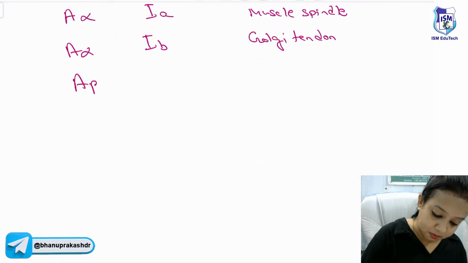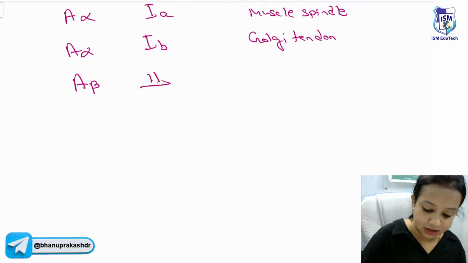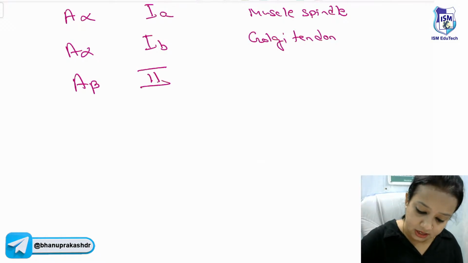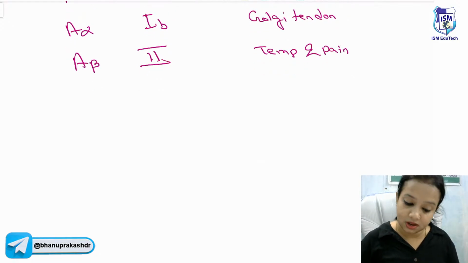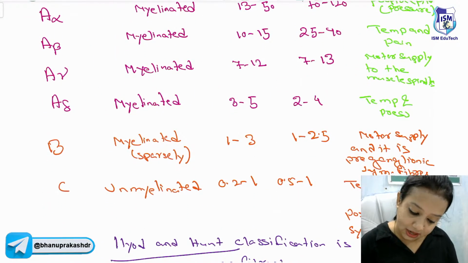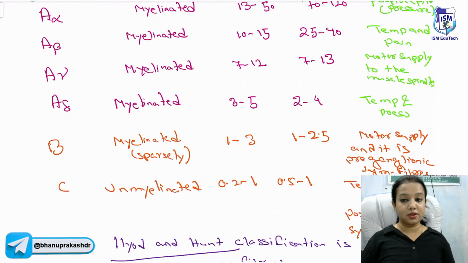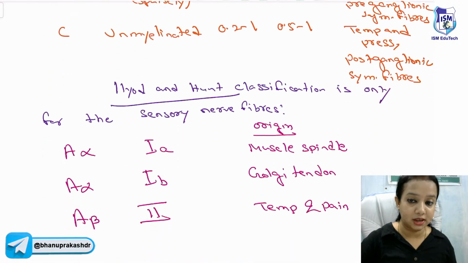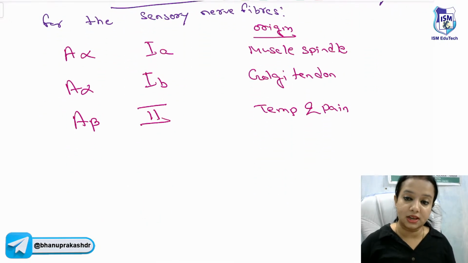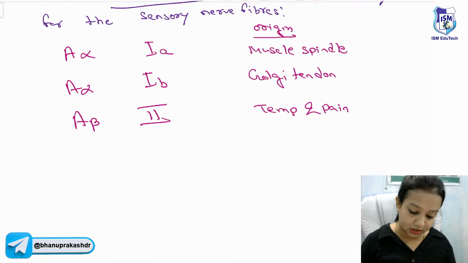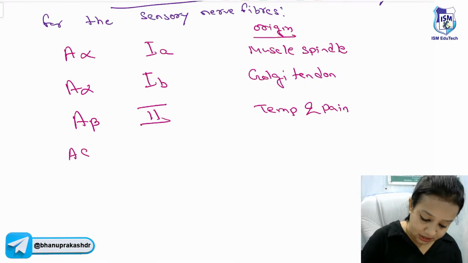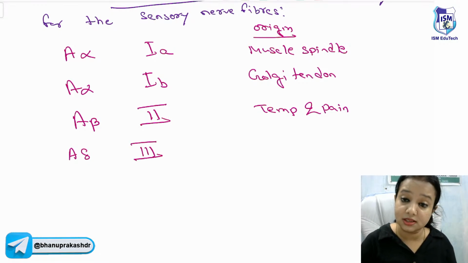Now, A beta has been classified as 2, and what does it sense? We have already seen it is temperature and pain. These are the two things that it senses. Now, A gamma, if you remember, has a motor supply. So any nerve fiber that does only motor supply has not been taken into classification by Lloyd and Hunt. Whereas A delta is like 3, which again senses what?